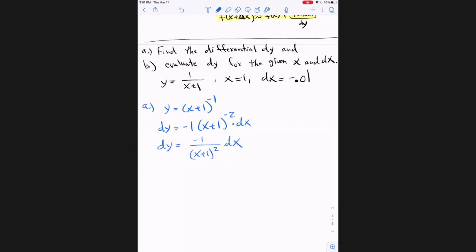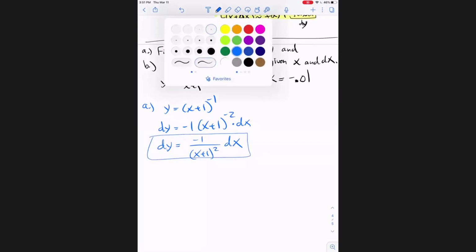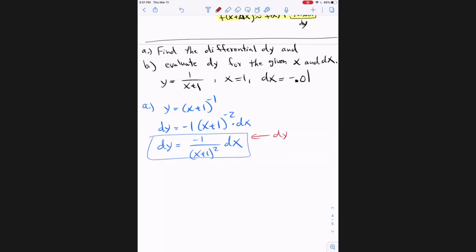So that's the answer for part A. So that is dy. Now let's do part B. Evaluate dy for the given x and dx. All right, so dy would be equal to negative 1 over 1 plus 1 squared times dx, which is negative 0.01. That's negative 1 over 4 times negative 0.01, which is 0.0025.